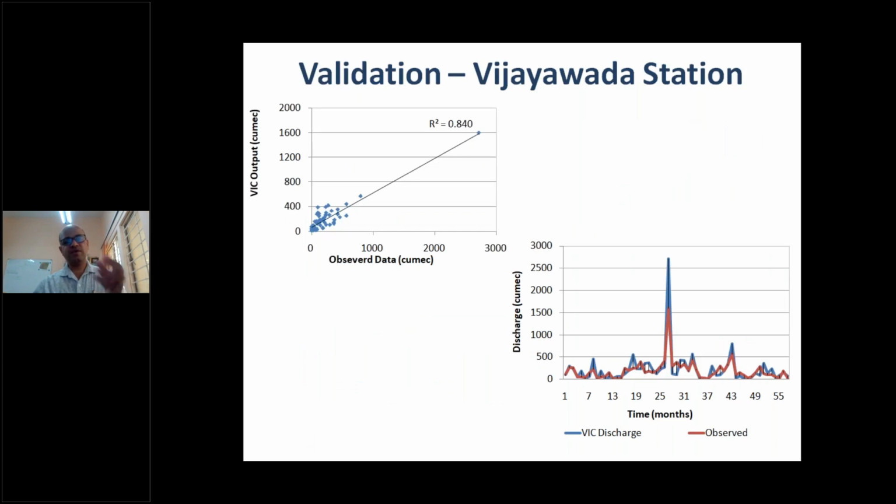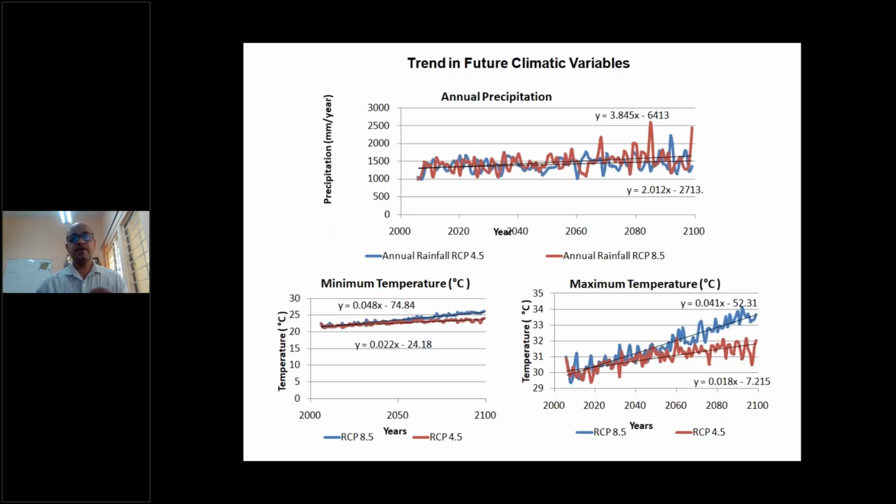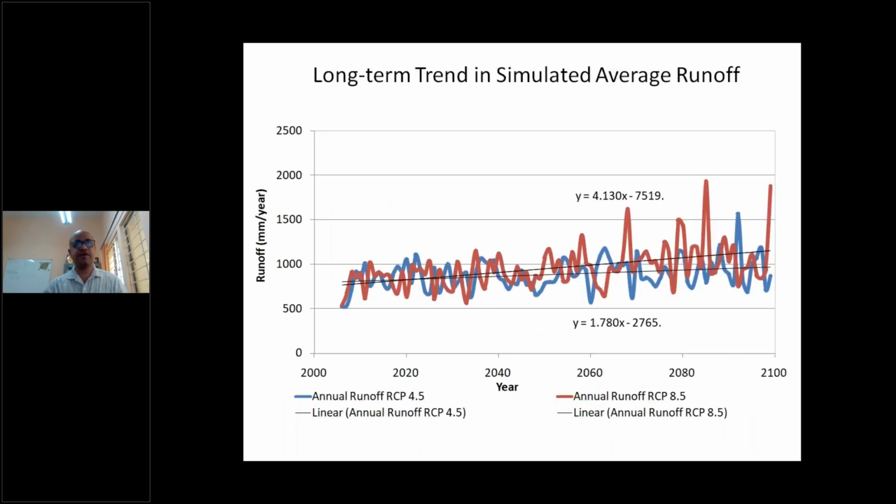Once we got to know that the model is performing well, the model was exposed to the future climatic scenarios, RCP 4.5 and RCP 8.5, and then we analyzed the behavior of climatic parameters and the surface runoff. What you can see here is annual precipitation in both RCPs 4.5 and 8.5, though it shows an increasing trend, but not at that order.